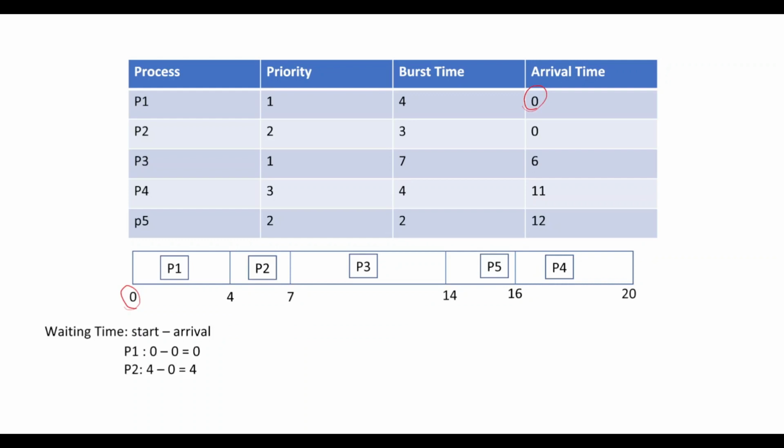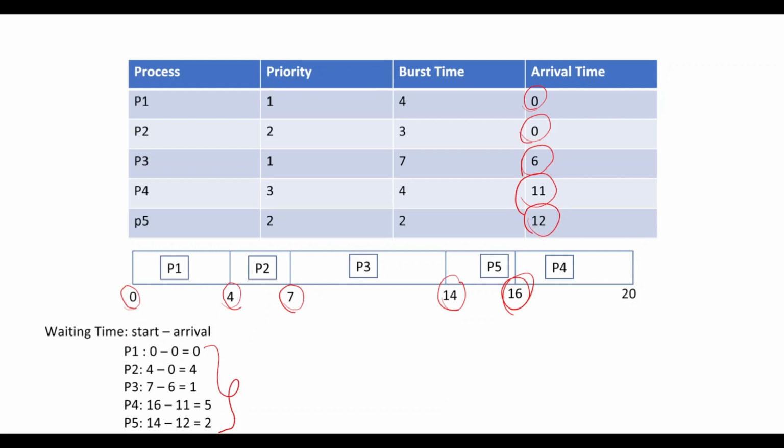For P2, you can see start time is 4 seconds and arrival time is 0. So 4 minus 0 is 4. For P3, 7 minus 6, 1. For P4, 14, sorry, P4 is this one, 16 minus 11. And for P5, 14 minus 12. All right. So with these values, we need to calculate the average now, and the average will be 2.5.